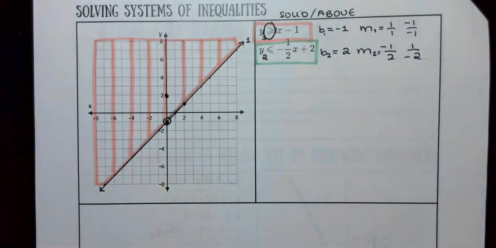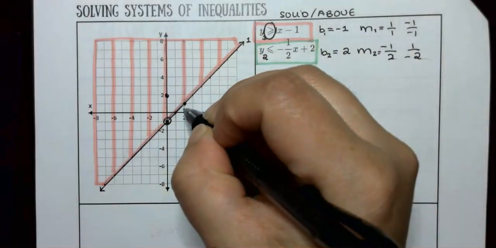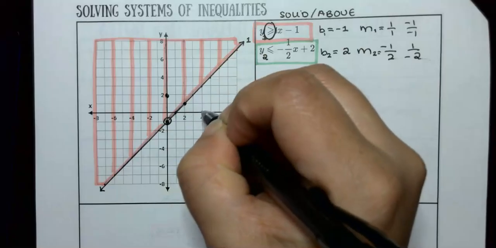Now, if these were equations, we'd be looking for the point of intersection. That's not what we're looking for. We're looking for a whole section of the graph. So we can ignore this part and continue to go down 1 and right 2.